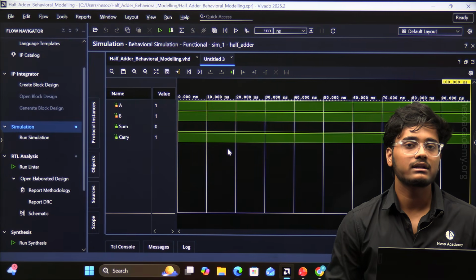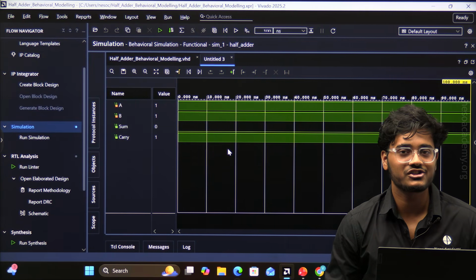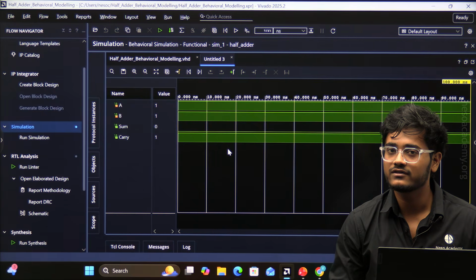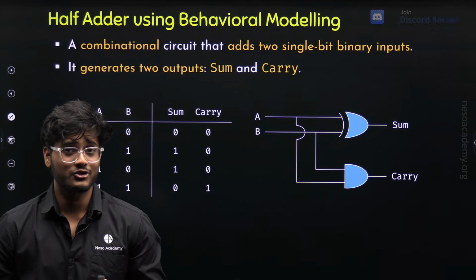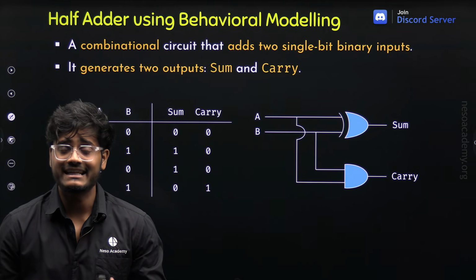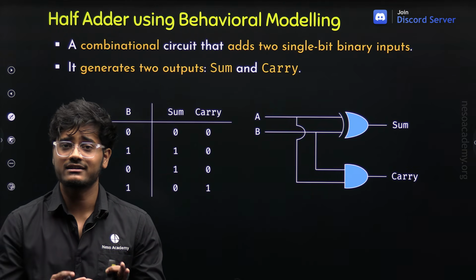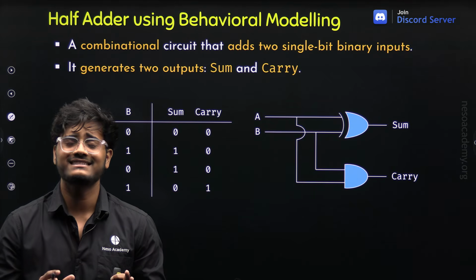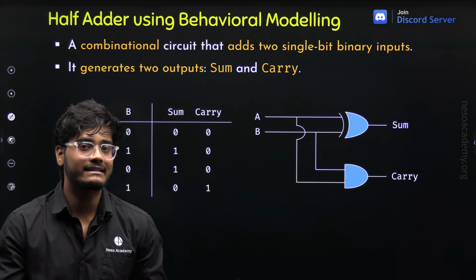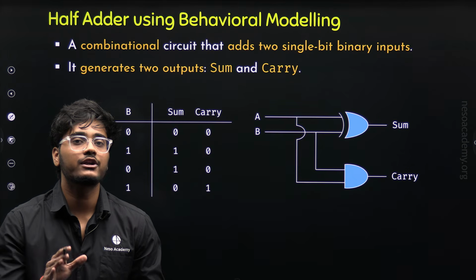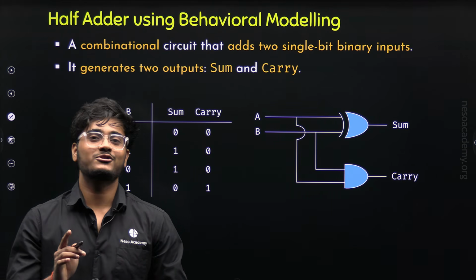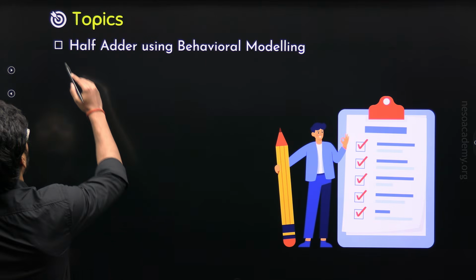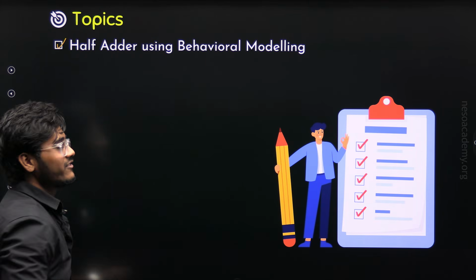So, I hope you understand the practical implementation of the half adder in Vivado using behavioral modeling. And in the next lecture, we will implement it using structural modeling, which is very important. So, we are done with the topic of half adder using behavioral modeling.